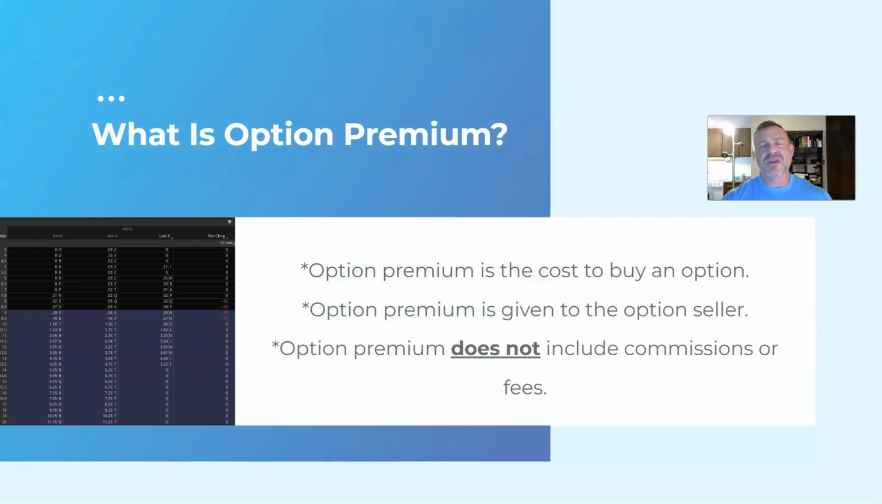Stock option premium is the cost to buy an option. Option premium is given to the seller of the option. So you have a person buying an option. Money, called a premium, flows out of that person's account into the account of the person selling the option. Option premium does not include commissions, fees, regulatory fees, or any other type of charges imposed on the transaction.